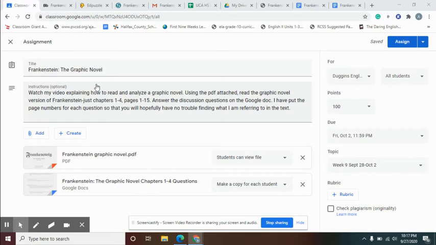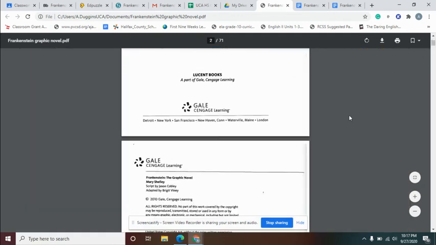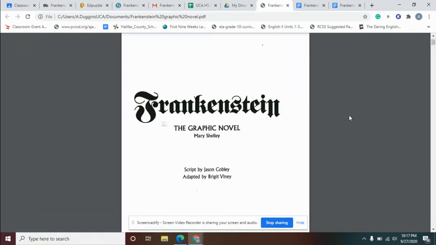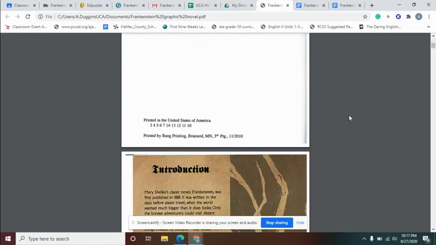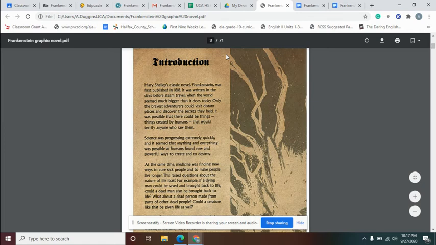So when you read a graphic novel, for those of you that have never read one, there are a couple of things that I need to show you. So this is what the graphic novel looks like. It'll start here, and the actual novel starts on page 3 with the introduction. It says Mary Shelley's classic Frankenstein was first published in 1818. It was written in the days before steam travel, when the world seemed much bigger than it does today. Only the bravest adventurers could visit distant places and discover the secrets they held. It was possible that there could be things created by humans that would terrify anyone who saw them.